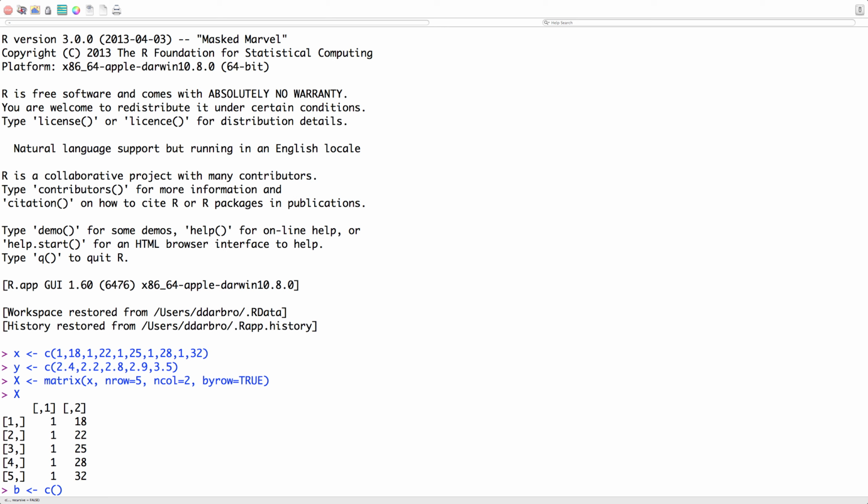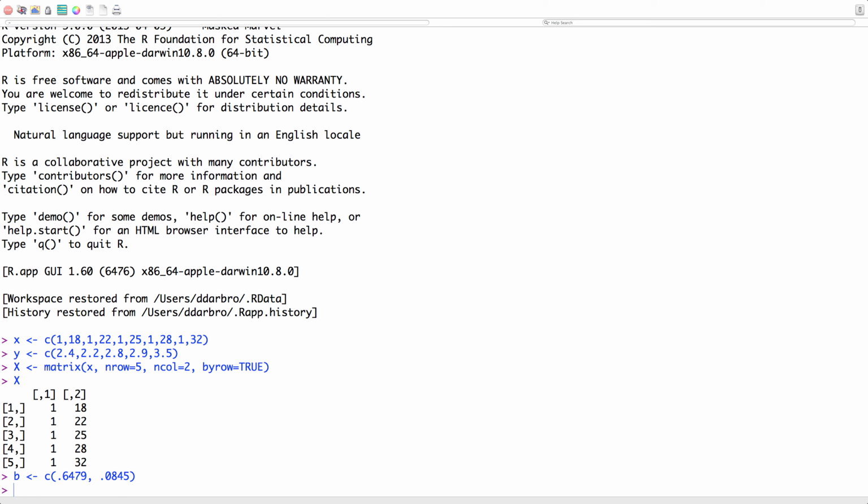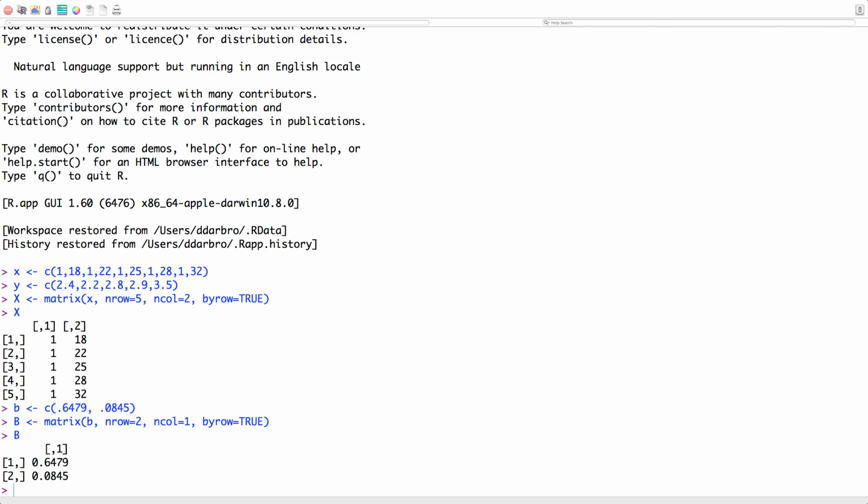I think I remember, but it's going to really miss that point. So 0.6479. And we get 0.0845. And of course, we'll set up matrix B. Use lowercase b in row equal 2, in column equal 1, by row equal true. So this is exactly what we need here.